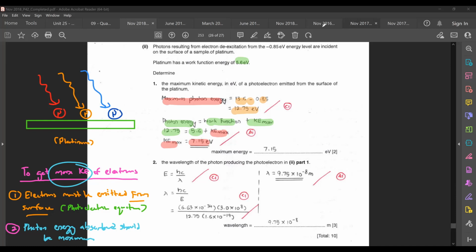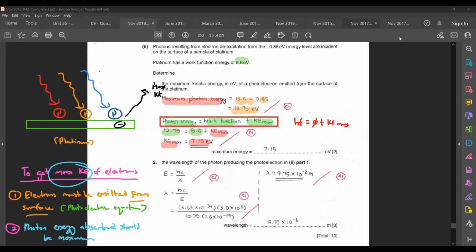For your photoelectric equation, you can use the general form of it instead of writing it as hf equals 5 plus KE max. You can use the general form of it. All right. So you will get your KE max as 7.15 eV. So if you have electrons here right now, they will get emitted and they will have maximum KE.